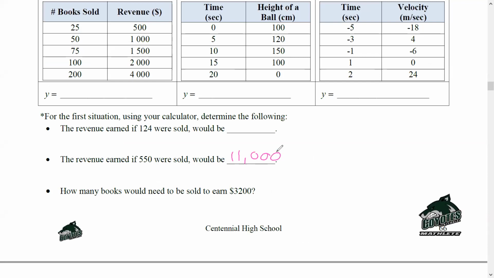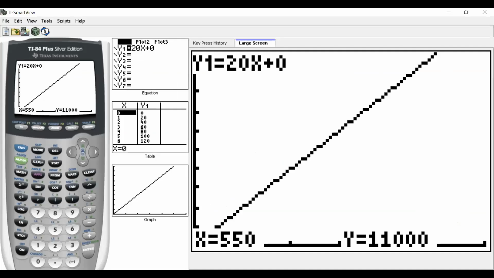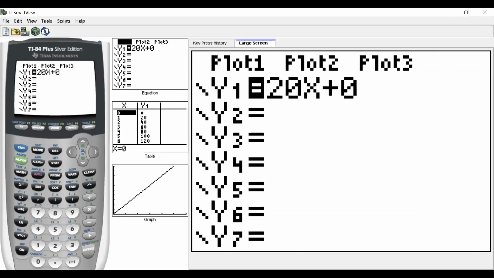Now, the last one. How many books would we need to sell to earn 3,200? Well, what this is saying is let y equal 3,200, x is equal to question mark. I don't know how many books I sold. So on my calculator on this one, for the TI at least, what I need to do is go to y equals, and on y2, I want to earn 3,200.